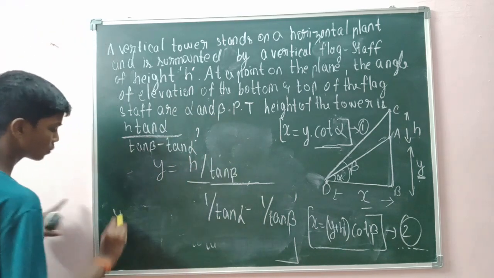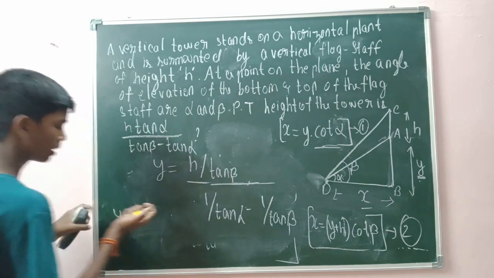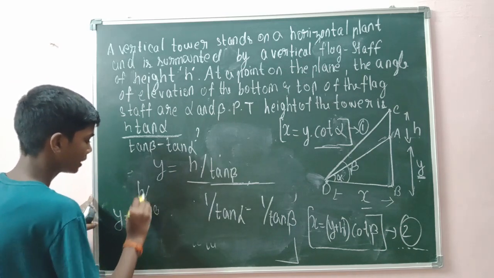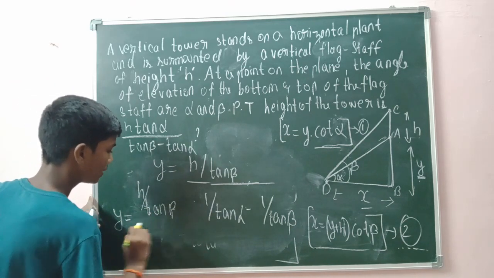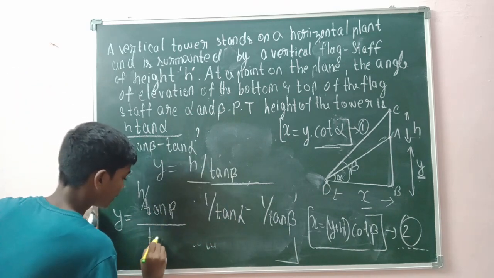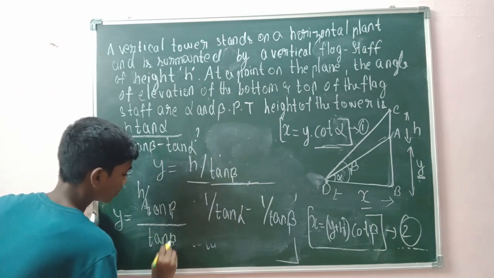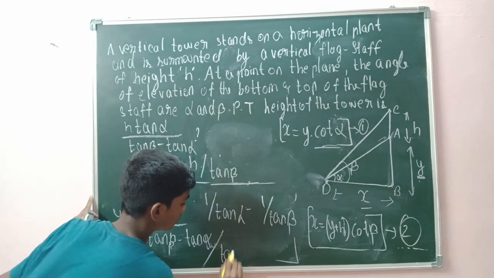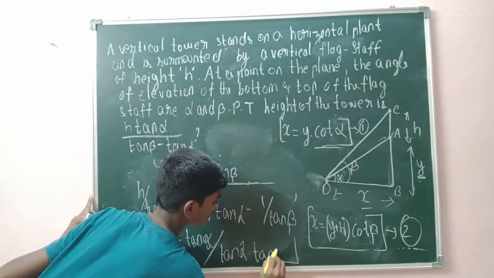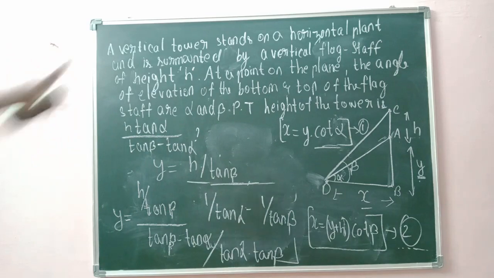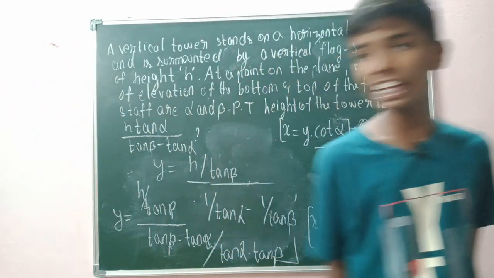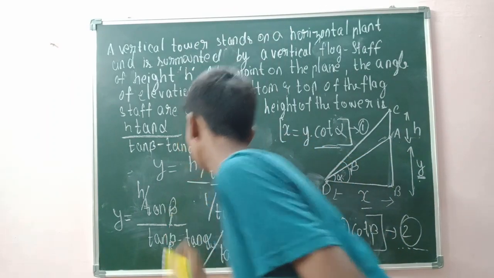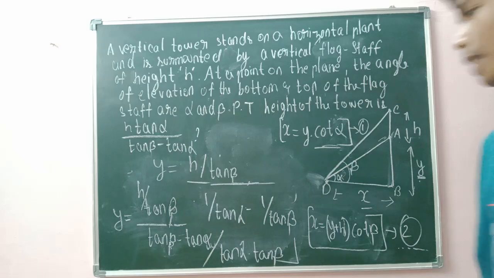So y is equal to h by tan beta, divided by 1 by tan alpha minus 1 by tan beta. That is h by tan beta divided by (tan beta minus tan alpha) by (tan alpha tan beta). Listen, we completed the question. Correct or not?